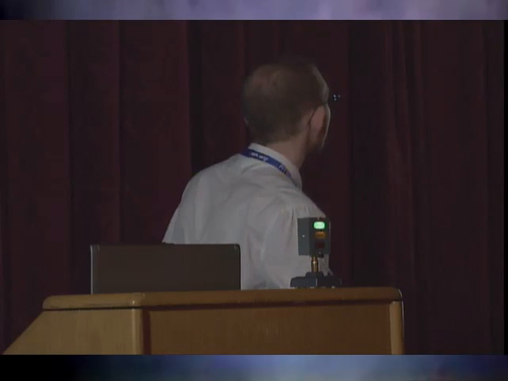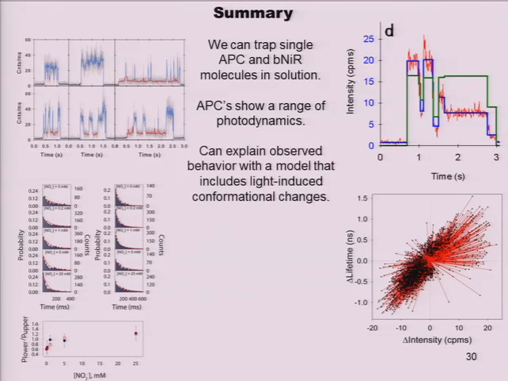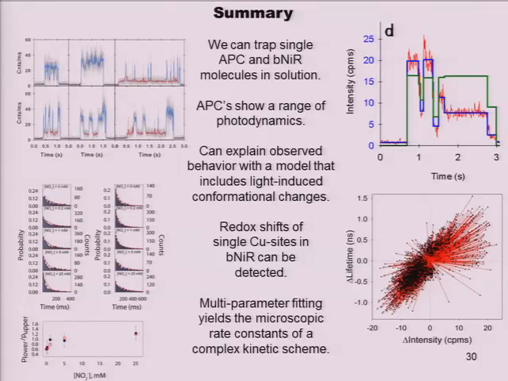Right. With that, I'll summarize my 2 topics. We can trap APC and nitrite reductase in solution, and that's great. The APC does neat stuff, which is even better. And when we analyze that neat stuff, we find a model that includes light-induced conformational changes, and we think we need that model in order to explain the observed data. We can see redox shifts of single copper sites in VNIR, and use that via a multi-parameter fitting algorithm to extract many of the parameters of that kinetic scheme, again, under turnover conditions.